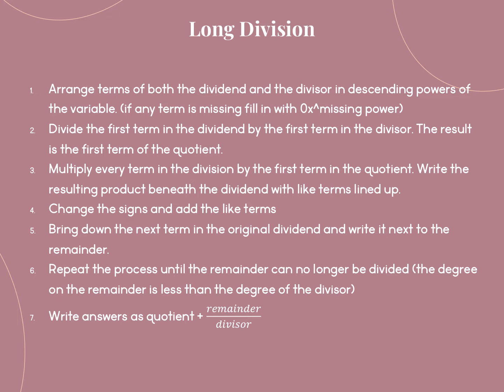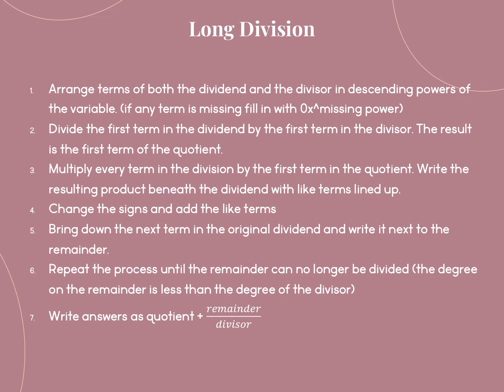So the first thing you need to do is arrange all the terms of the dividend and the divisor in descending powers. So you need to put the biggest exponent down to the constant. If there's any missing terms, you're going to fill it in with a 0. Then what we're going to do is divide the first term of the dividend by the first term of the divisor. The result is the first term of the quotient. We're going to multiply every term in the division by the first term in the quotient. We're going to write the resulting product beneath the dividend with the terms lined up. Then we'll change the signs and add the like terms.